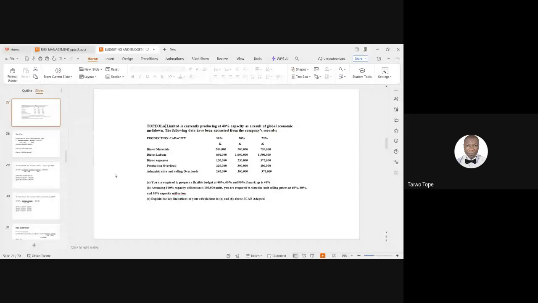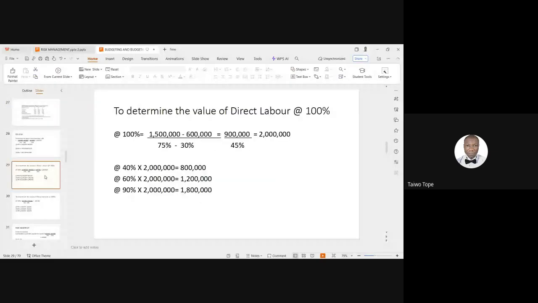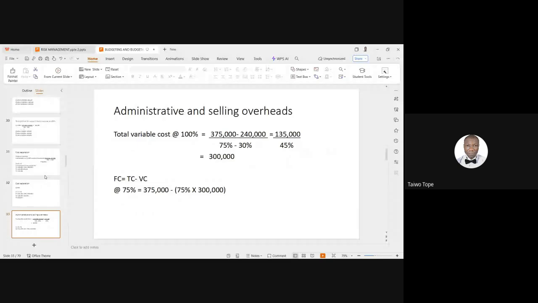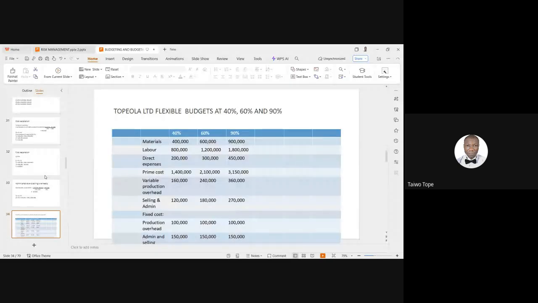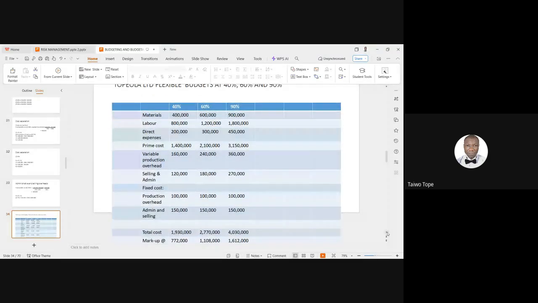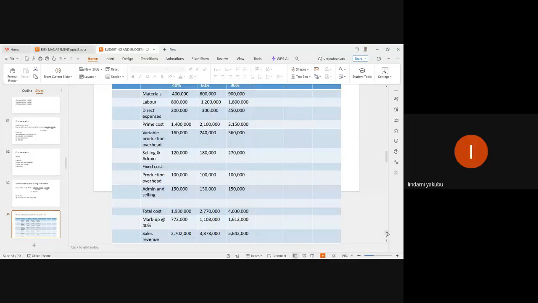So, based on what we've solved before, what is your revenue at 40%? What is your revenue?